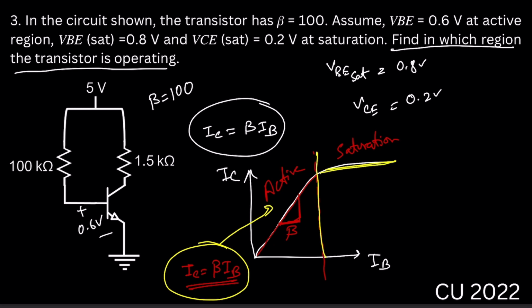So let's assume this transistor works in the active region such that we can calculate the IC and IB with this relation, okay? And then just see what is the value of VCE, okay?